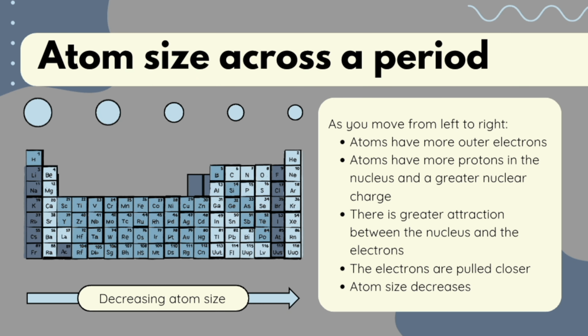Across a period, atoms gain more protons, increasing the nuclear charge. Even though electrons are being added, they go into the same shell, so the increasing positive charge pulls electrons closer. This makes the atomic radius smaller as you move from left to right.